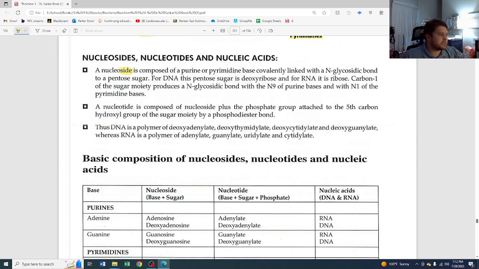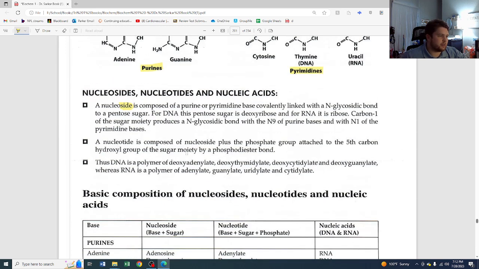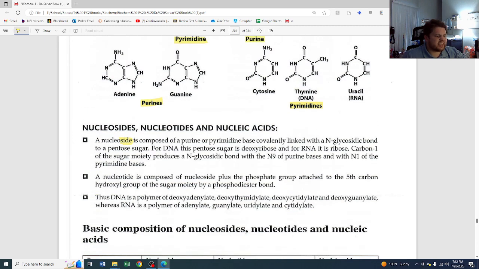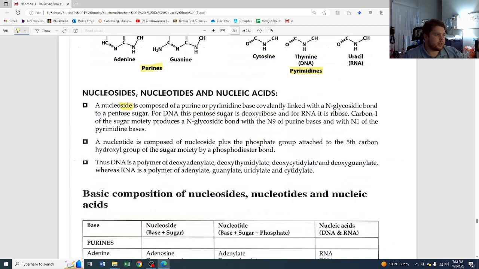So then, DNA is a polymer of deoxyadenylate, deoxythymidylate, deoxycytidylate, and deoxyguanylate. This is just showing the technical names for them. So this is the sugar, then it's adenine, this is thymine, this is cytosine, and this is guanine. Whereas RNA is a polymer of adenylate, guanylate, uridylate, and cytidylate.